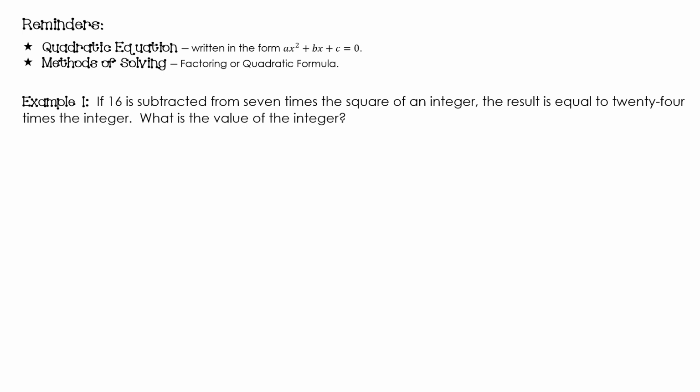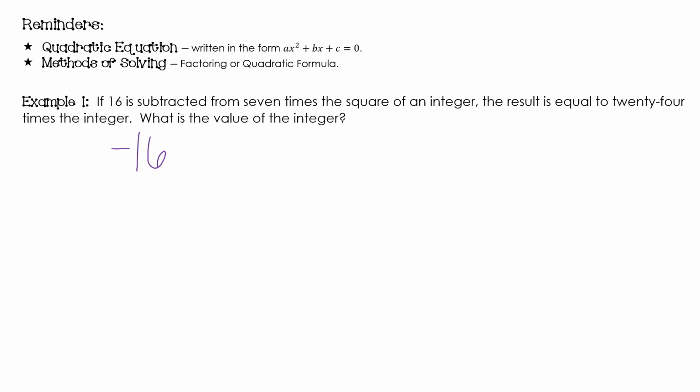is equal to 0. So example 1: if 16 is subtracted from 7 times the square of an integer, the result is equal to 24 times the integer. What is the value of the integer? So we're going to set this up to look like a quadratic expression in standard form. If 16 is being subtracted from something, that means we would write that as minus 16. We need to be careful that we don't do 16 minus. If it was being added to, then the order wouldn't necessarily matter. But if 16 is being subtracted from something, that's minus 16.